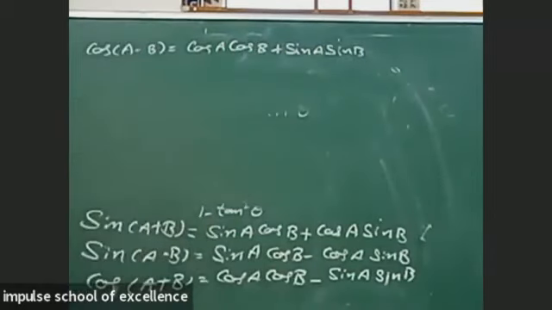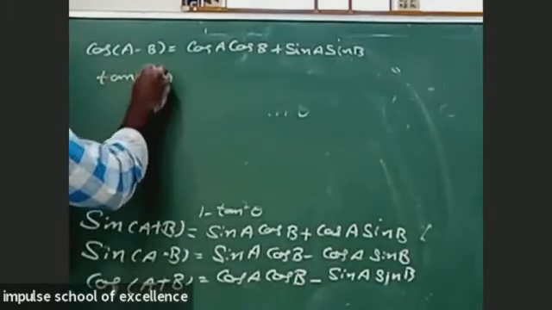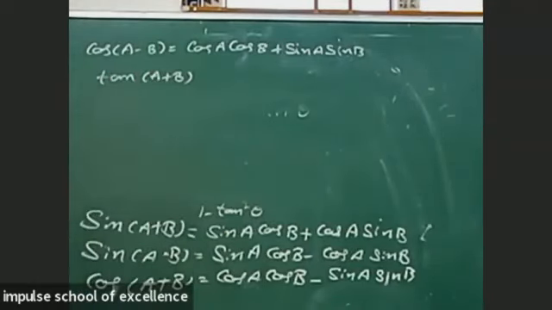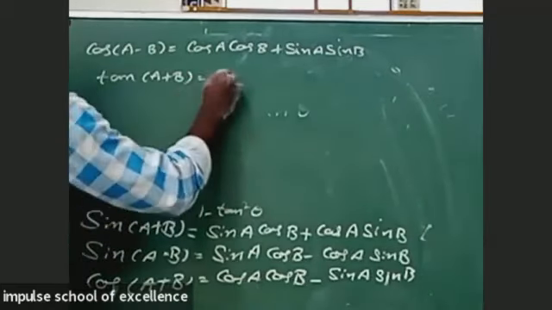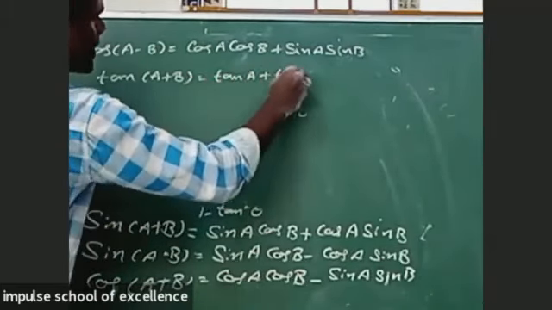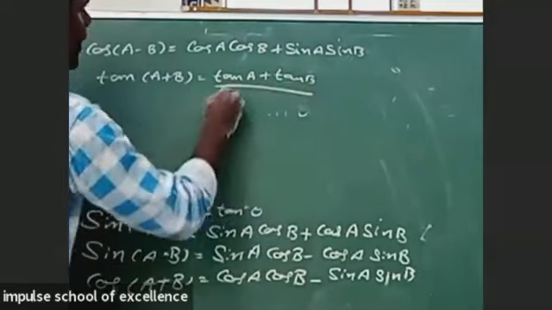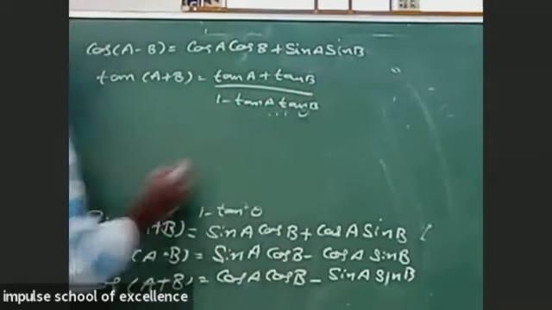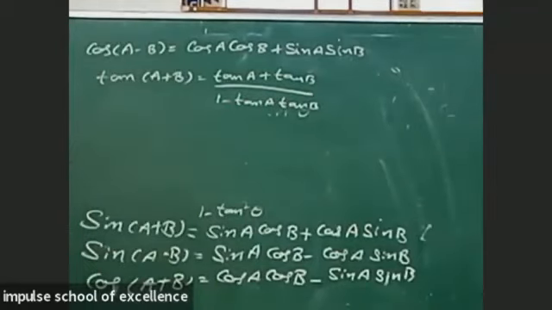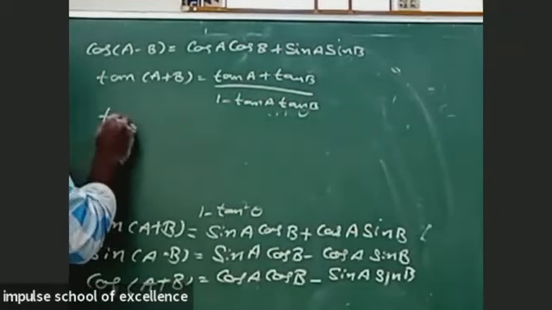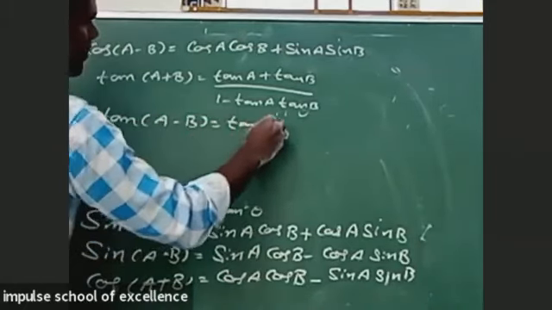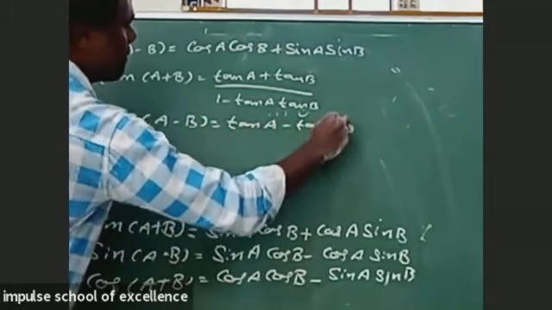Next, tan A plus B is equal to tan A plus tan B by 1 minus tan A tan B. Very good. Next, tan A minus B is equal to tan A minus tan B by 1 plus tan A tan B. Yeah, very good, everyone.